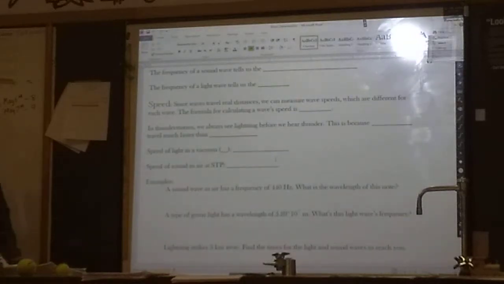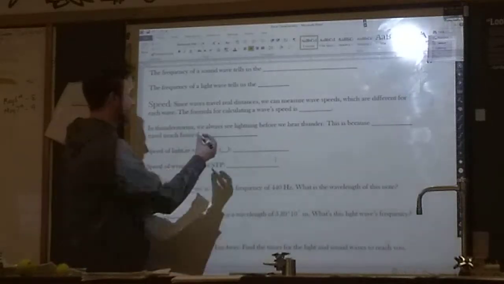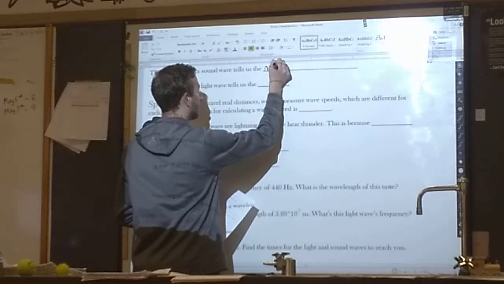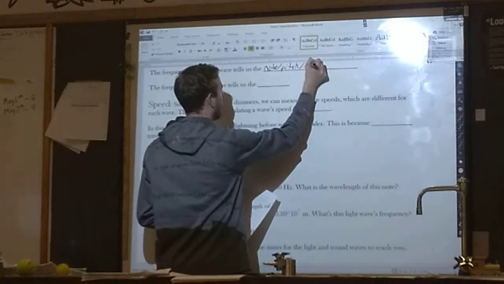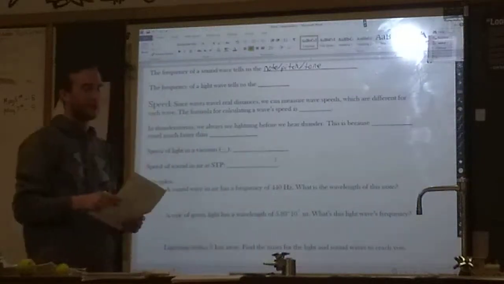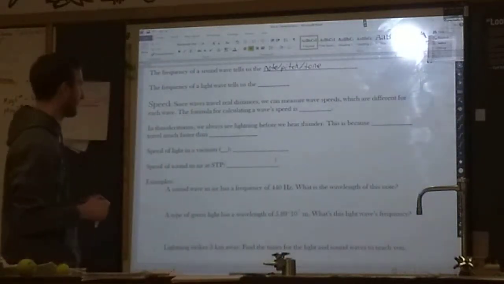Okay, the frequency of a sound wave. What does the frequency of a sound wave tell us? That tells us the note or the pitch or the tone. Those are all basically words that mean the same thing: note, pitch, tone. It tells us how high or low the sound is. That's our general description of it.